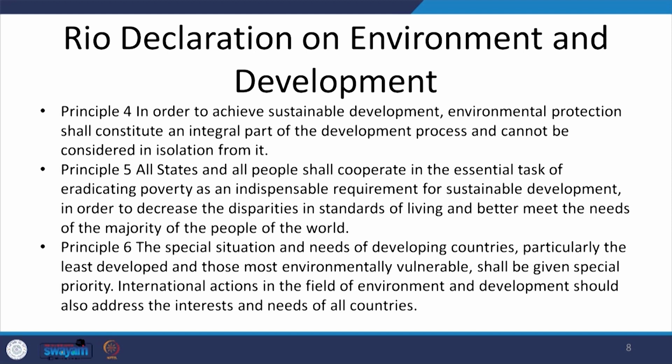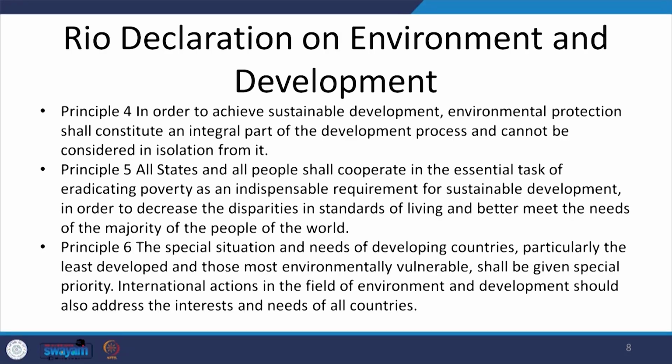The next principle says, Principle 5, all states and all people shall cooperate in the essential task of eradicating poverty. Poverty was identified as one of the main aims that needs to be eradicated, and that has to be an indispensable requirement for sustainable development. Again, putting people at the center of it, talking about economy. We cannot talk about environment alone while our people are still not having access to the basic needs, to the basic facilities, and they are still poor. So, eradicating poverty was one of the main principles.